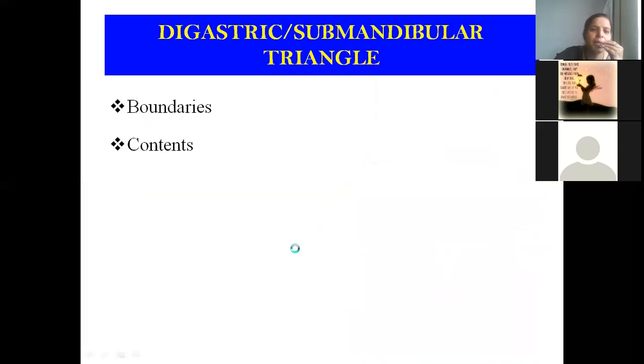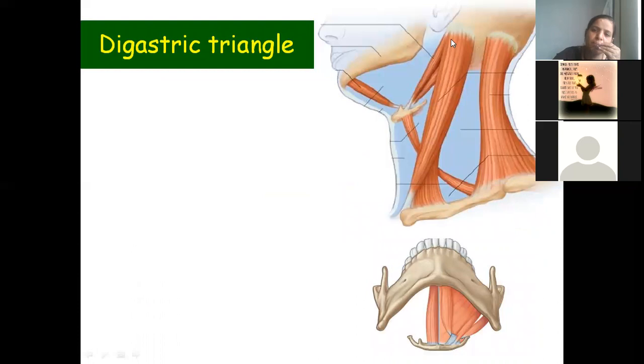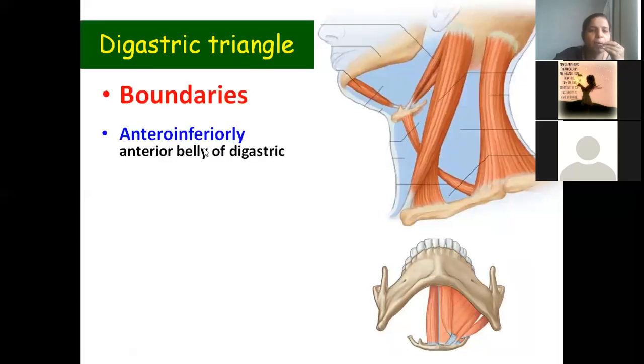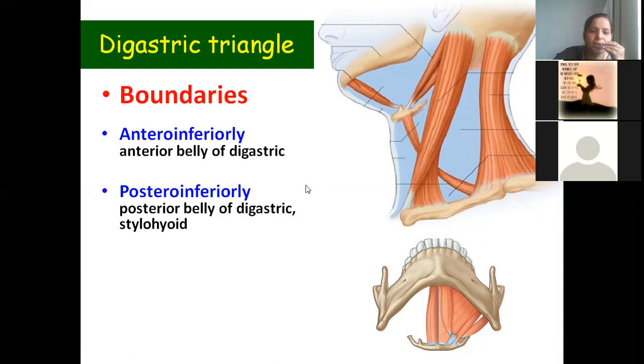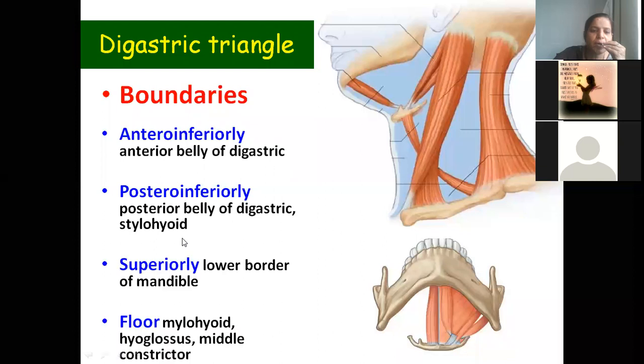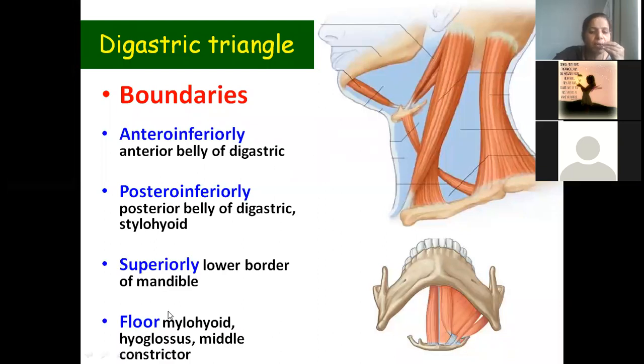Now coming to the digastric triangle. How is the digastric triangle formed? See, this is all digastric. Anteriorly, the anterior belly of digastric. Posteriorly, we have two muscles, stylohyoid and posterior belly of digastric. And the base is the lower border of the mandible. Is it clear? Those are the boundaries. So antero-inferiorly, anterior belly of digastric. Postero-inferiorly, posterior belly of digastric and stylohyoid. Superiorly, lower border of mandible. Floor, that open page book, that is mylohyoid.